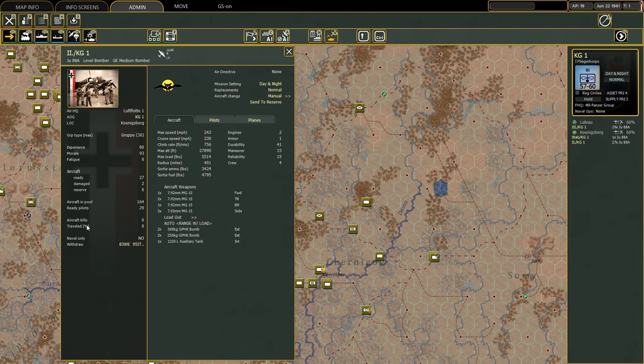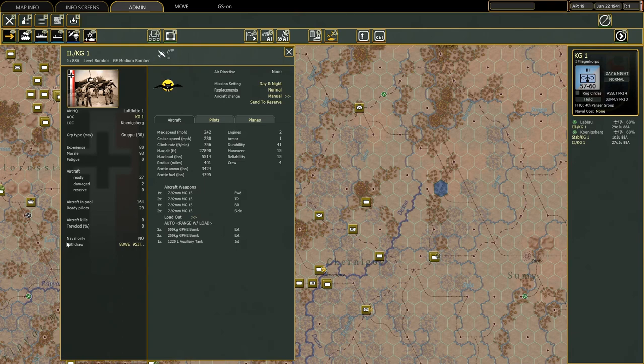Aircraft kills, it's just how many planes this group unit has shot down. And then traveled, I think that's a typo here, means how much this air group unit, this is the average of the miles flown expressed in percentage by the planes of this air group unit. Withdraw is again the very same thing that we have seen for the ground units, and then naval only.